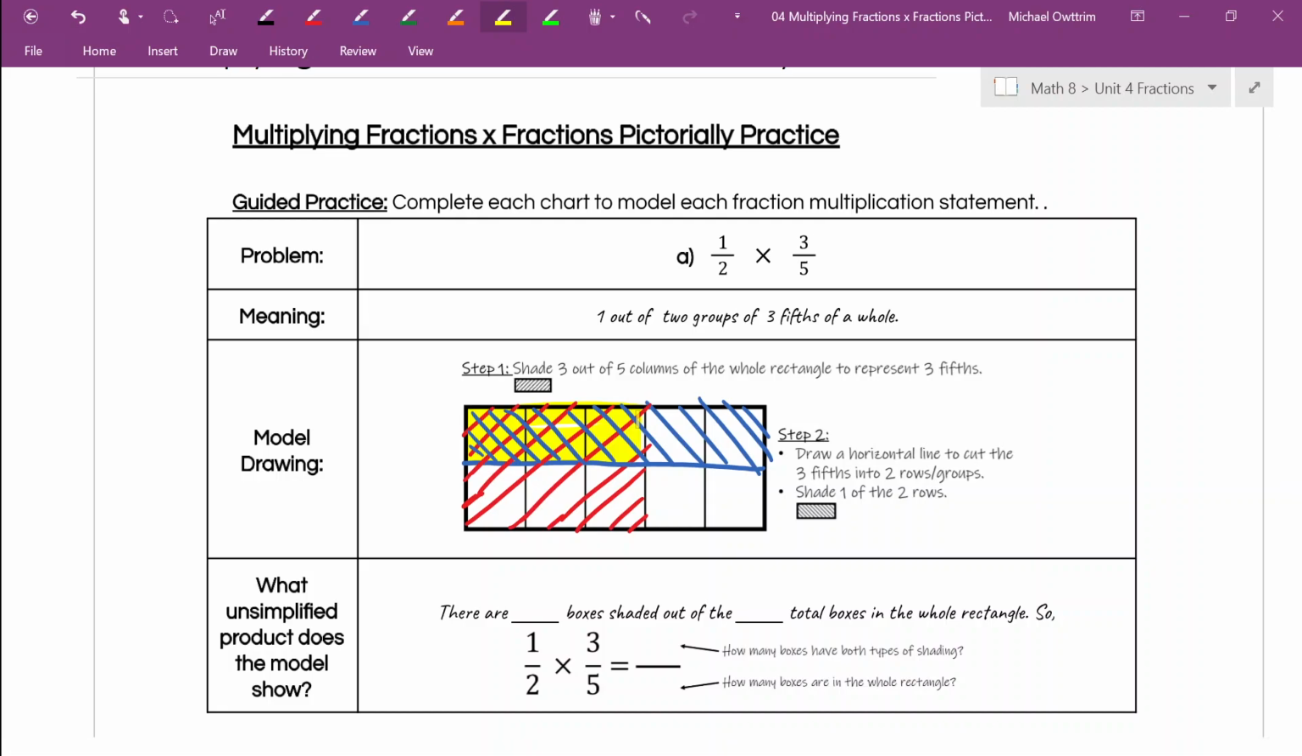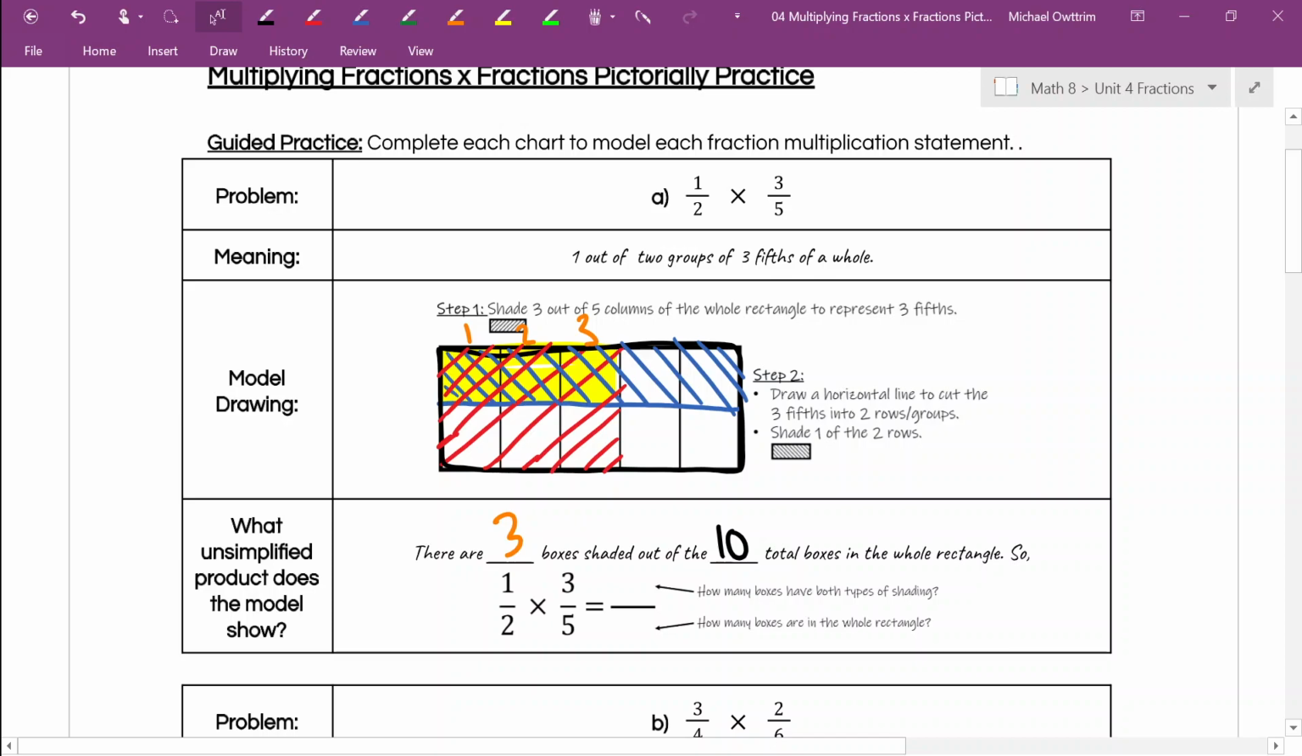And so in that overlap, I can see that there's 1, 2, 3 parts. And in the entire whole, this entire rectangle, there are 10 parts when you count them. We know that the number of parts we have is the top of our fraction, and then the number of parts in one whole is the bottom, and we can conclude that 1/2 times 3/5 gives us 3/10.